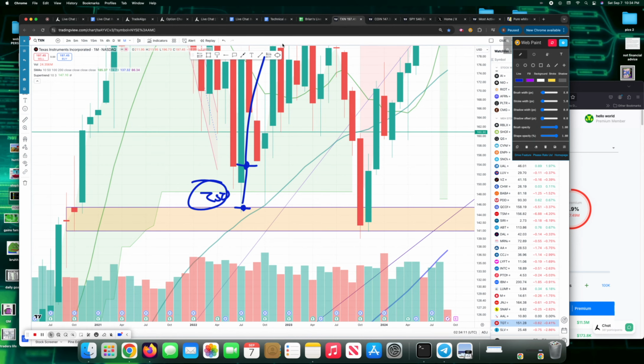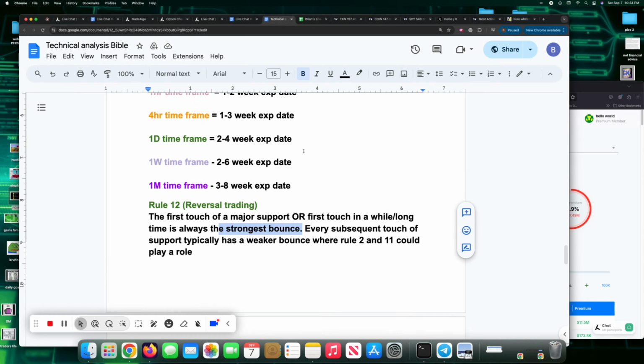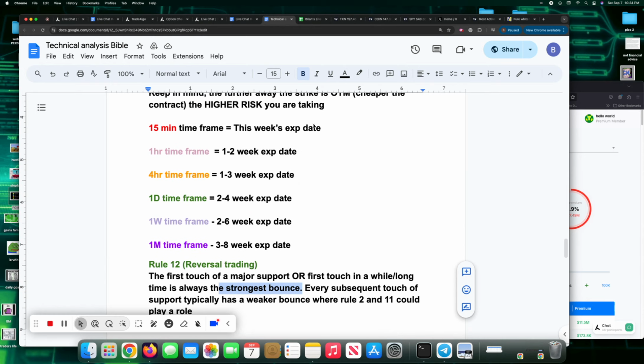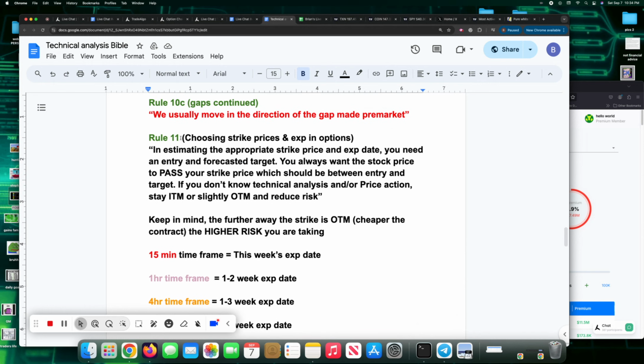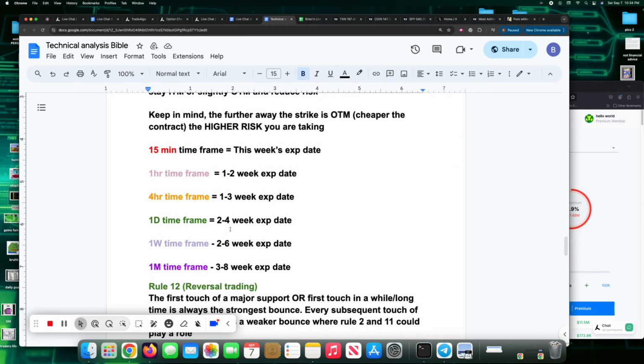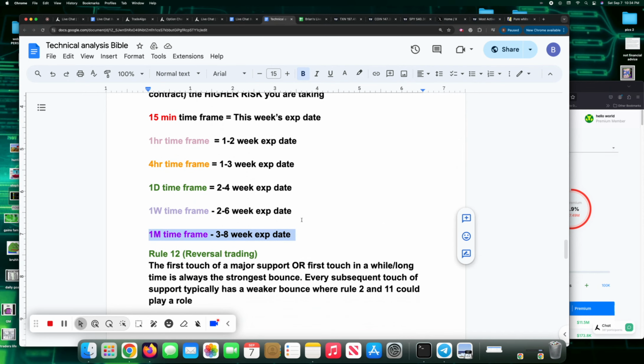Now, where do I put my expiration date? Again, this is why I tell people, please do not ask me questions if you guys have not read both these documents, because people ask me this all the time, choosing strike prices. If you're taking trades off the monthly time frame, you have to give yourself some time. So if we're playing demand on the monthly time frame, I would have given myself at least 3 weeks on expiration date. But this is why I look for maybe daily or 4-hour demands.